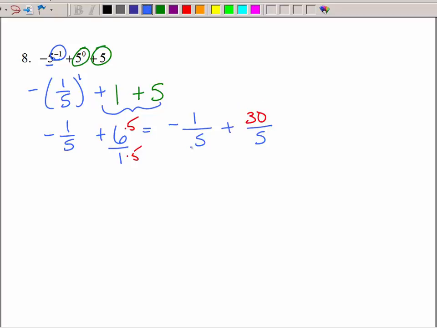So I have negative 1/5 plus 30/5 is 29/5. They look scary, but they really are easy. It's just a lot of arithmetic, making sure you know how to change negative exponents into positive exponents.